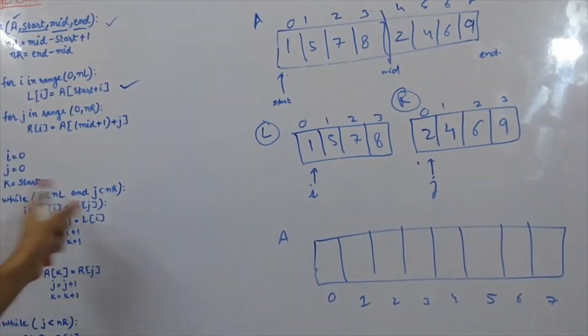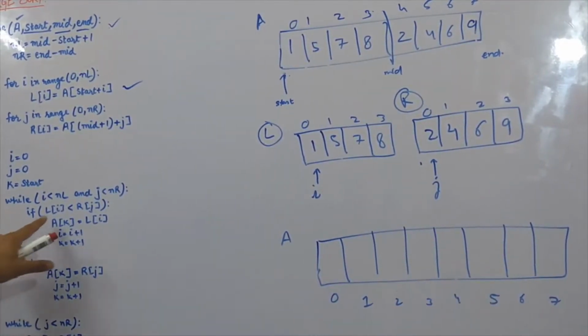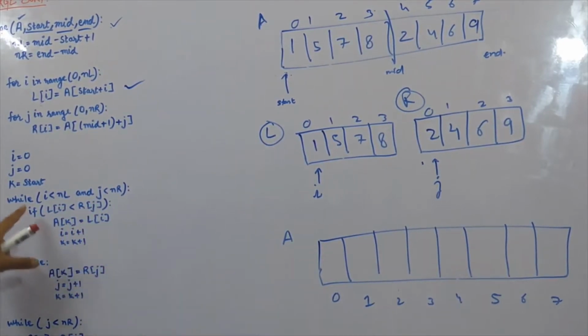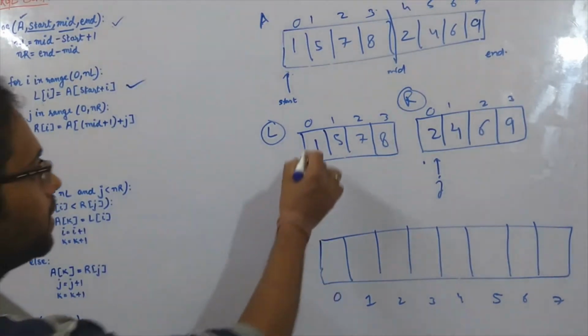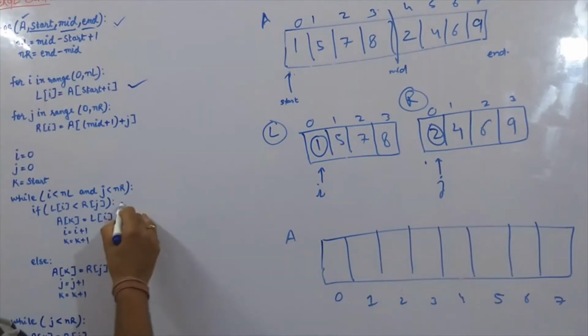So both these conditions are fine. We will move inside the loop, and what we will do is compare the left and the right part. Which one is lesser? We will compare whether the left part is less than the right part, like 1 is less than 2. Yes, 1 is less than 2.